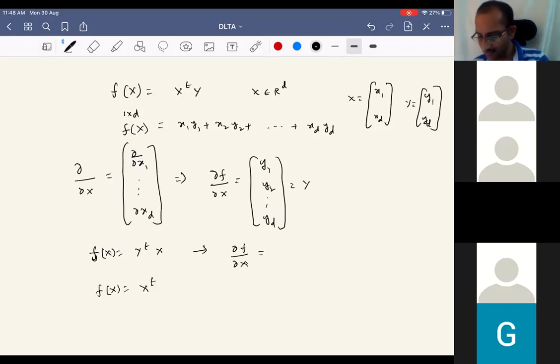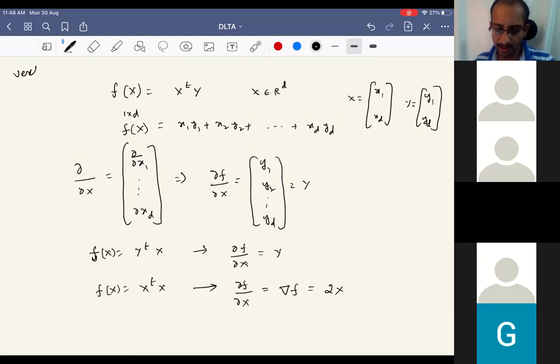In this case, what is the answer for x transpose x? 2x. Yeah. Usually dou f by dou x we also write as del of f. So this is equal to 2x here. Right. So this is a little bit on vector derivatives, differentiation.